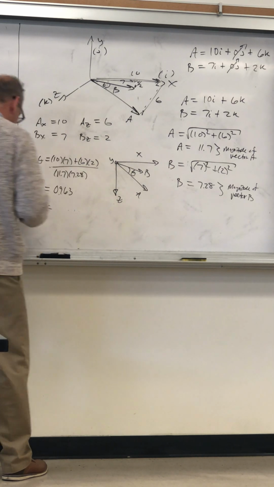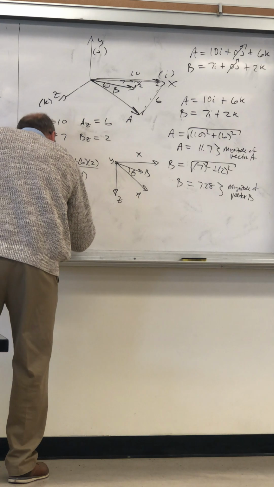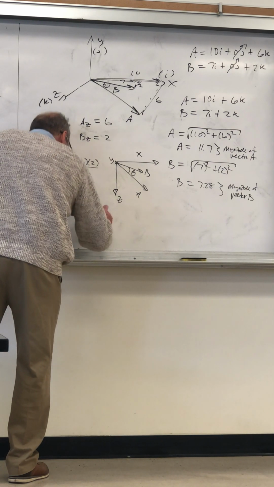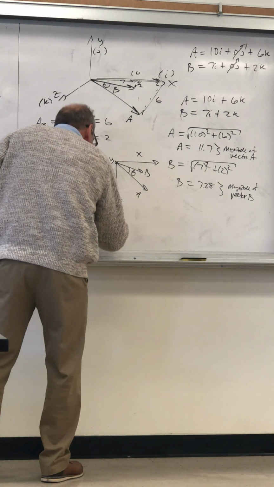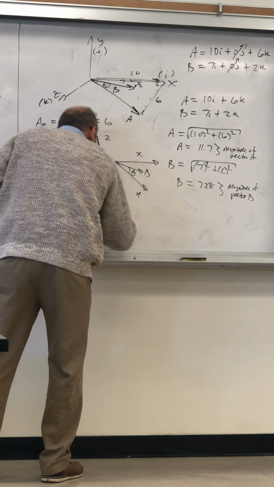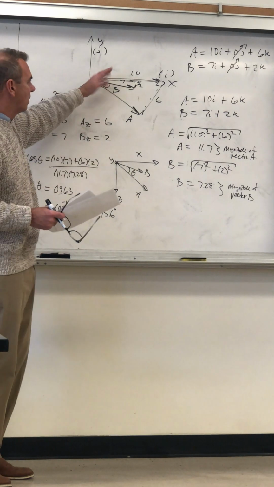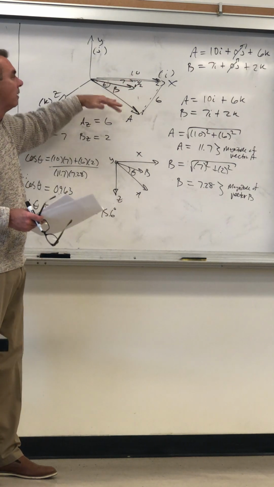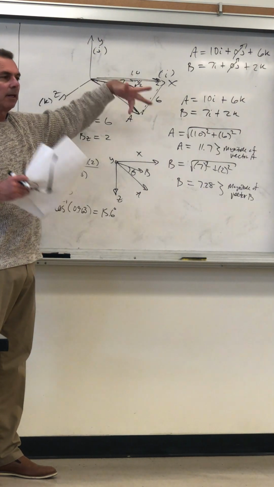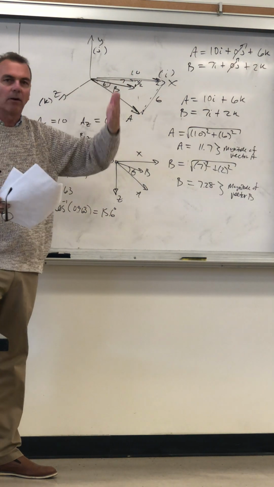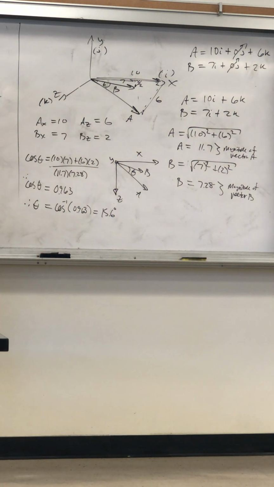So theta is the arccosine of that, which is 15 degrees. So now we know the angle between the vectors is 15.6 degrees. In this case, they're in the same plane, but they don't have to be. A and B can be wherever in three-dimensional direction, and the angle between them will still be the angle right between them. There's only one angle between them.